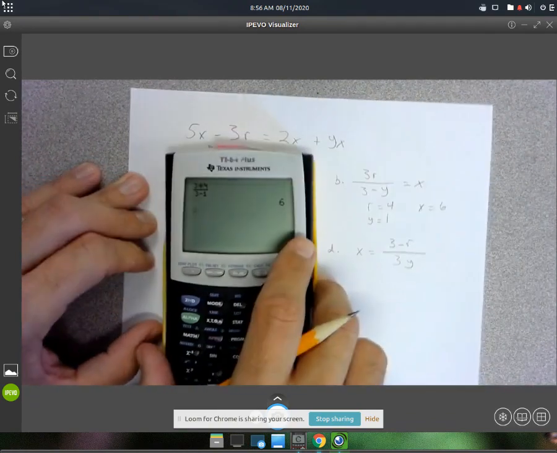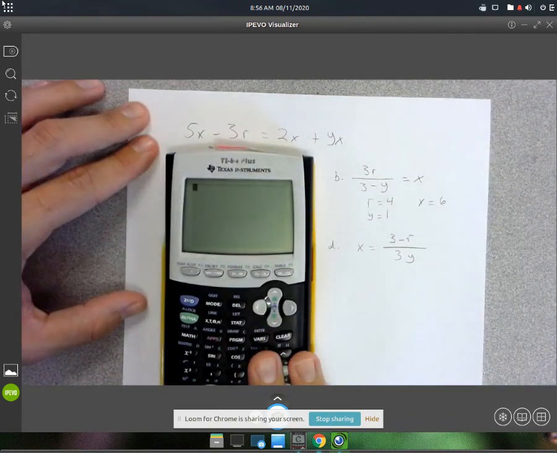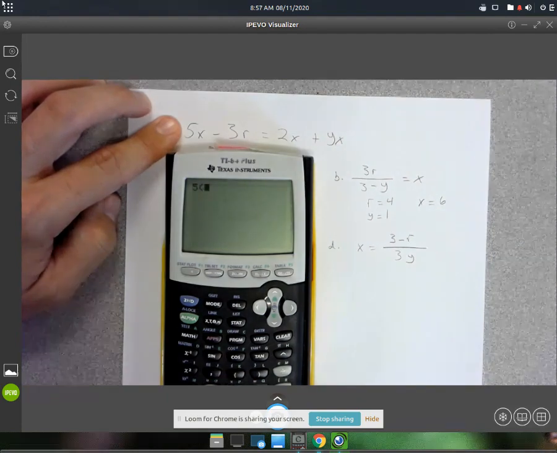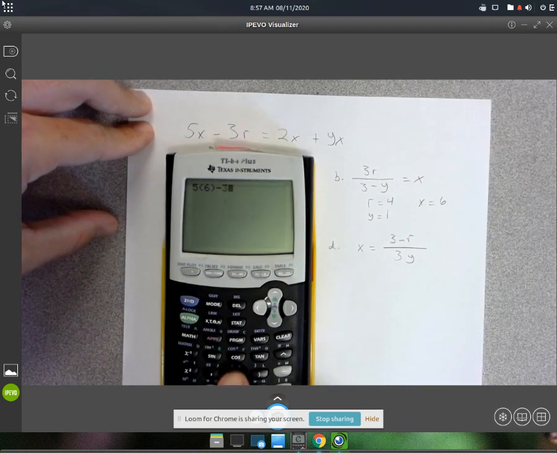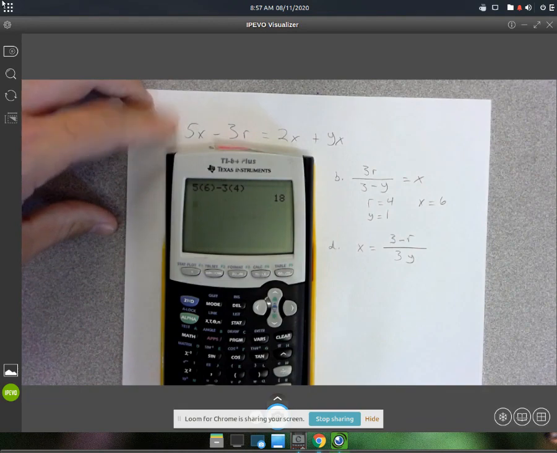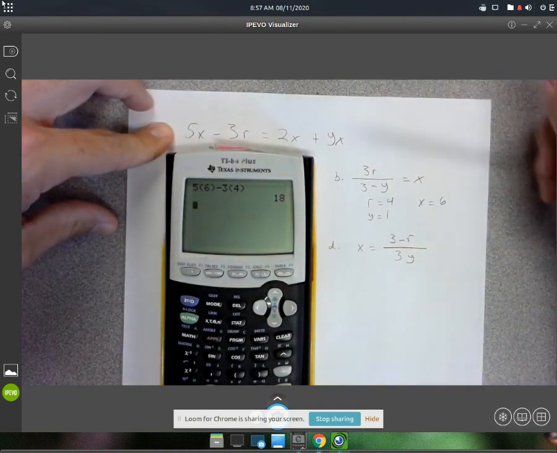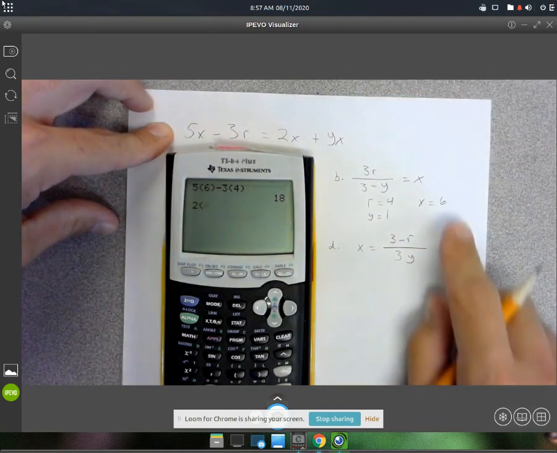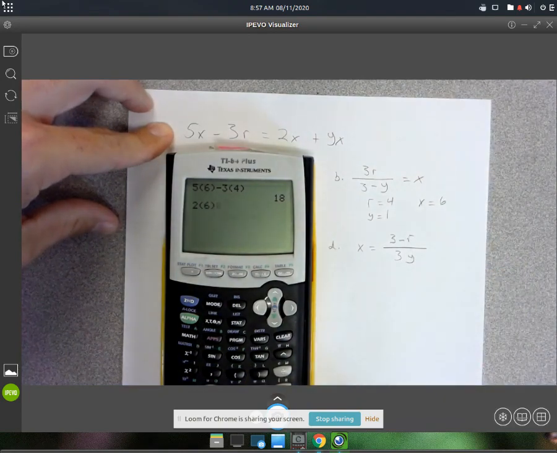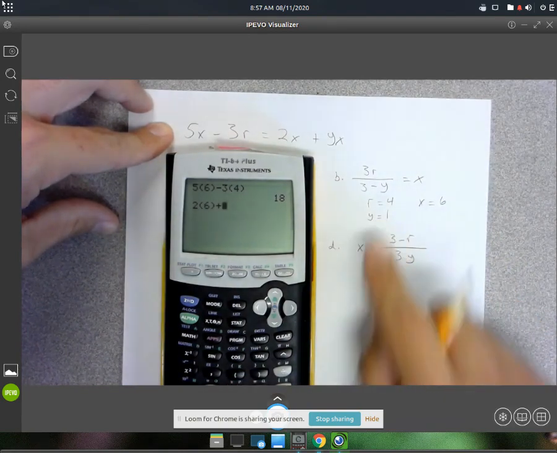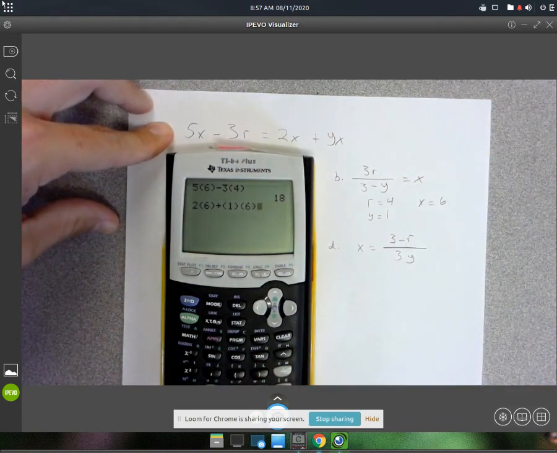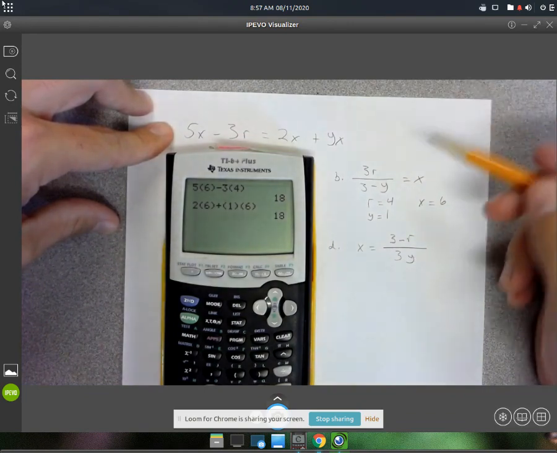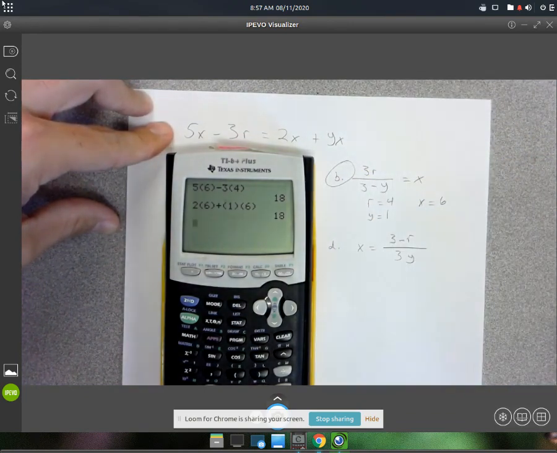So let's try this out. It starts with a 5x, so that's 5 times 6 minus 3 times r, which is 4. So the left side gives us 18. The right side, we have 2 times x, which is 6, plus y times x, so 1 times 6. And that gives me 18. That is an indicator that B is the correct answer.